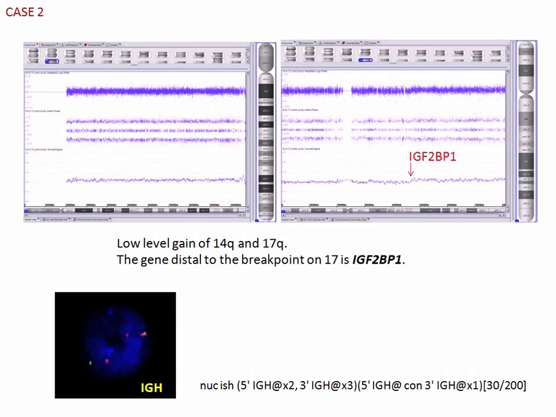It is only in about 15% of cells. But when we look at the array and we go in on 17 and we say, where do we have that shift in the copy number pattern and a very subtle shift in the allele pattern? Right there is this gene, IGF2BP1.